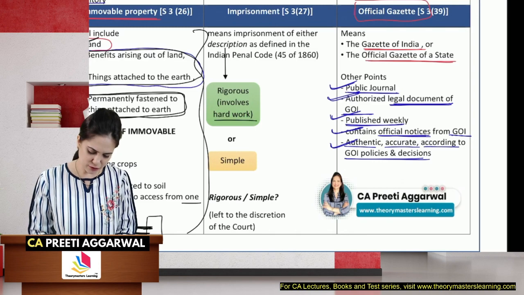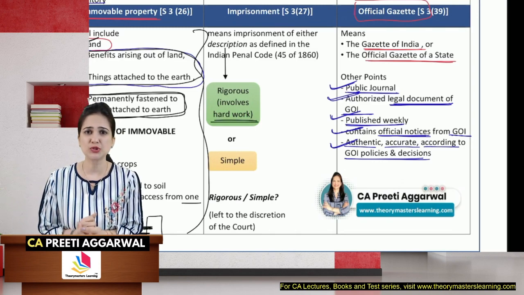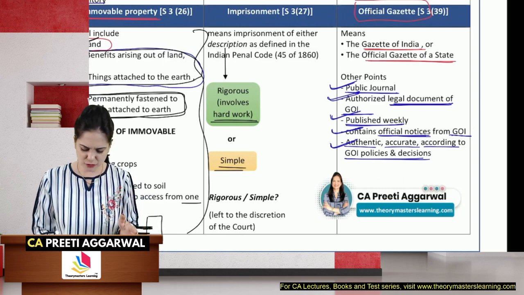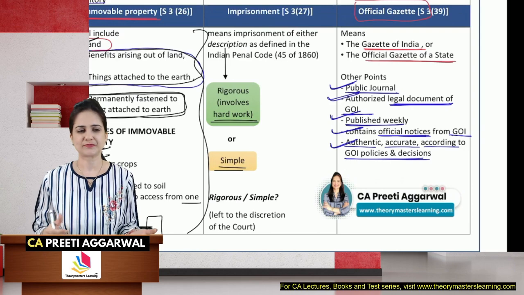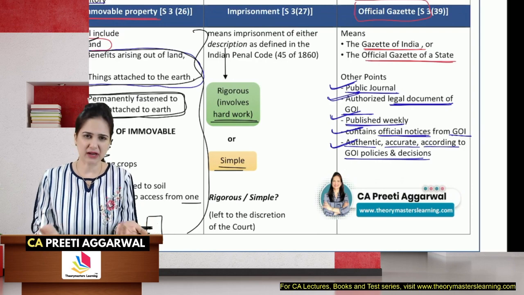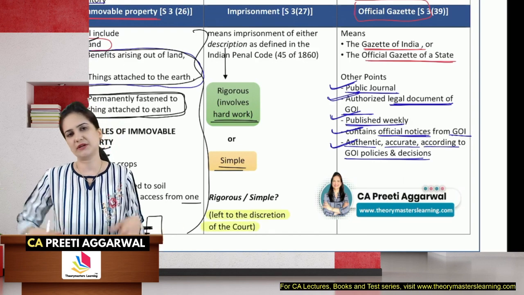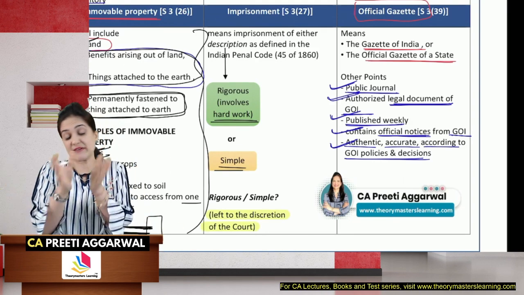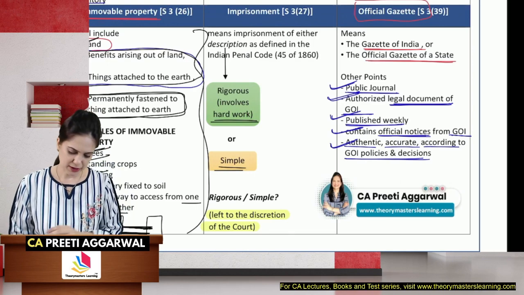Rigorous means something which involves hard work, like construction of roads or breaking stones. Simple imprisonment will have you doing simple jobs like washing clothes, cooking food, or making some handicraft. So whether it is rigorous or simple, they have not mentioned. If nothing is mentioned, then it is left to the discretion of the court. They will decide what kind of imprisonment the accused will be subject to.